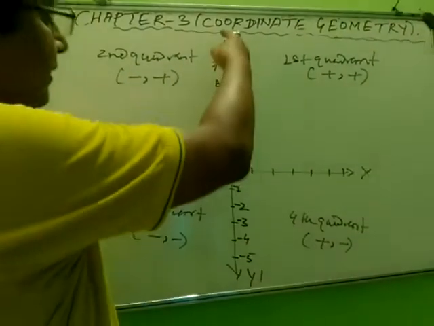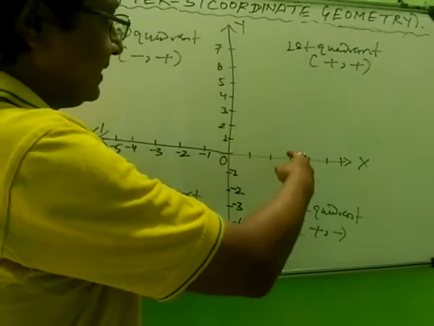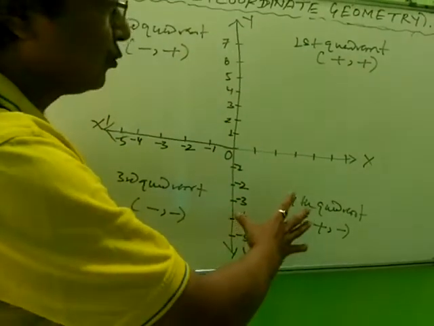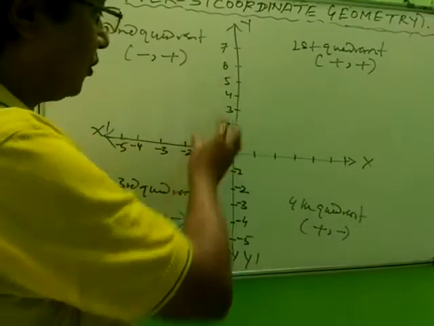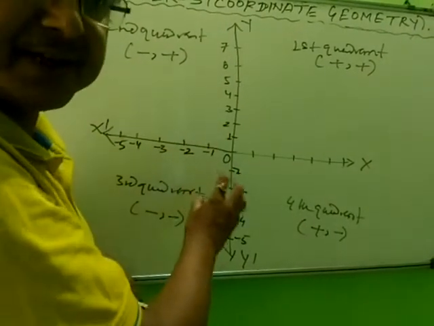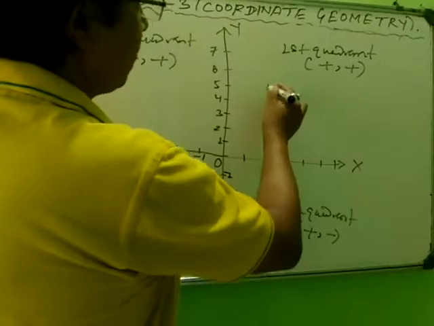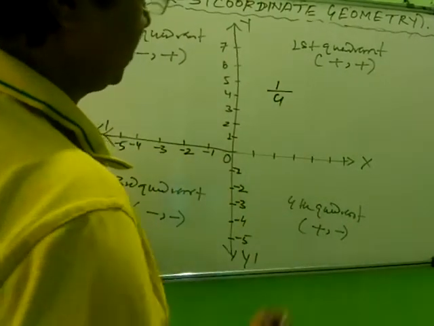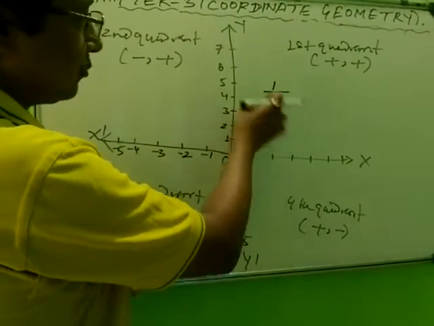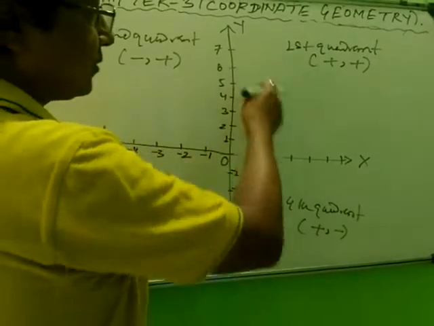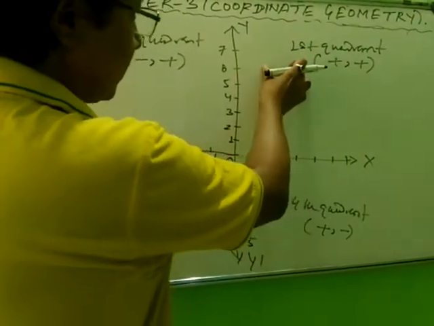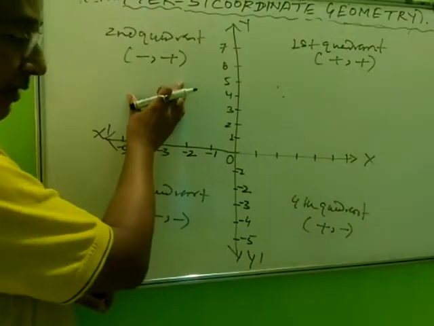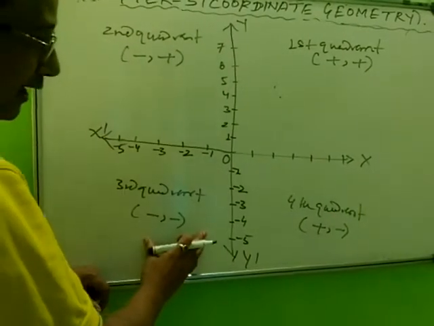Now these coordinate axes divide this plane into four parts. Each part is called a quadrant. Quadrant means 1/4. Out of four parts, each part is just one part. That is why this is called a quadrant. Now, this is the first quadrant, this is the second quadrant, this is the third quadrant, and this is the fourth quadrant.